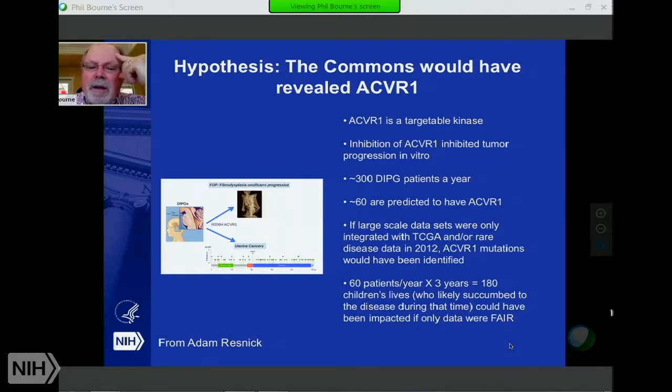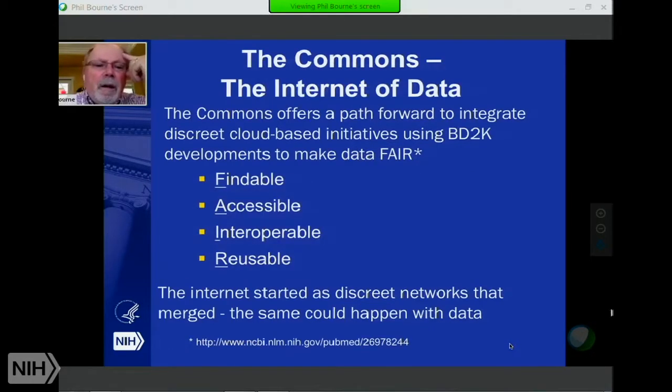We call this the notion of FAIR, which is the notion that the data be findable, accessible, which means usable, interoperable, and reusable. And there's been a lot of work by the community around the so-called FAIR principles, and that's highlighted in that paper on the bottom of the screen. So the Commons offers a means to be FAIR.